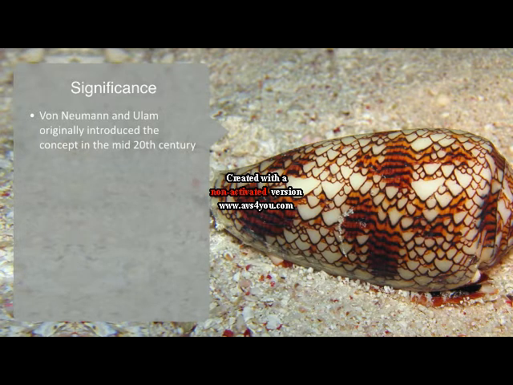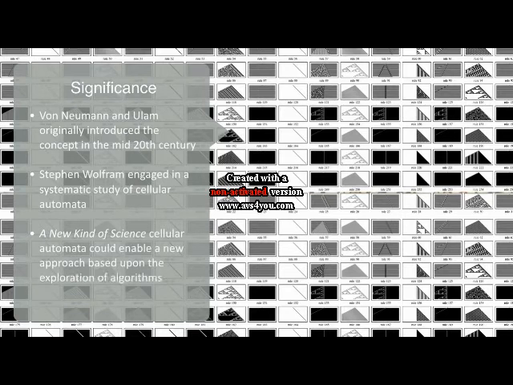In the 80s, Stephen Wolfram engaged in a systematic study of cellular automata, after which he published a book called A New Kind of Science, claiming that cellular automata could enable a new approach based upon the exploration of these algorithms. But what is behind this big statement about these simple programs creating a new kind of science?